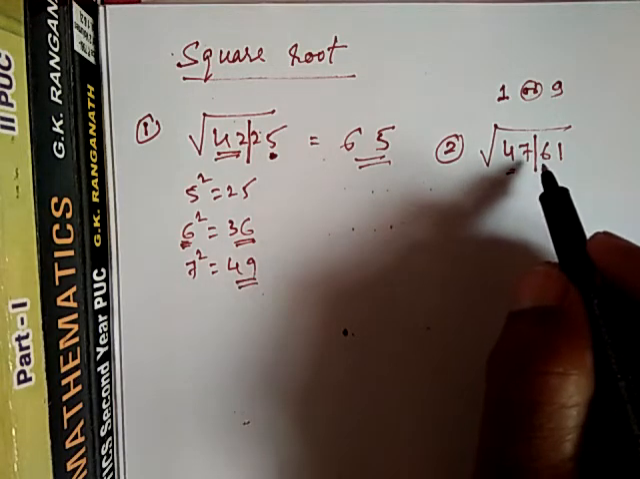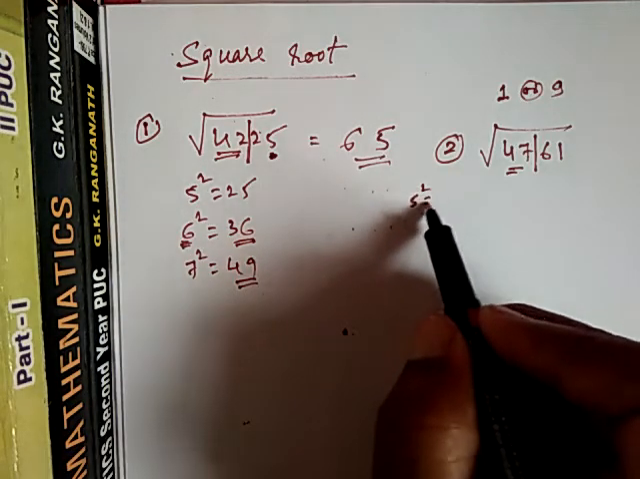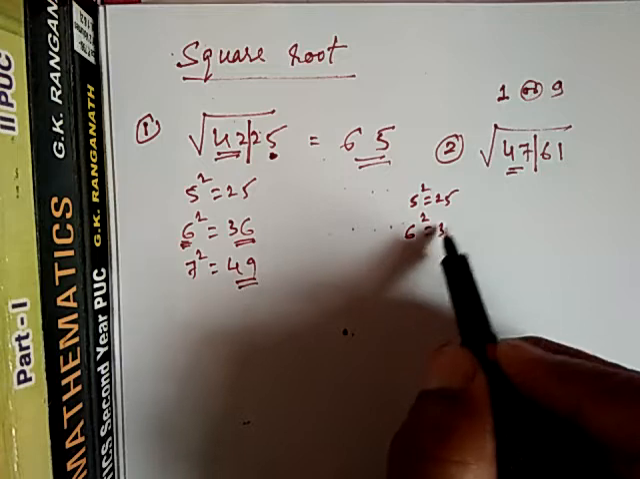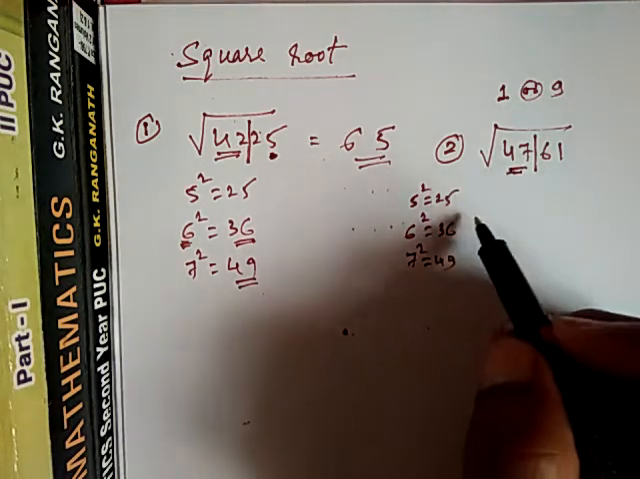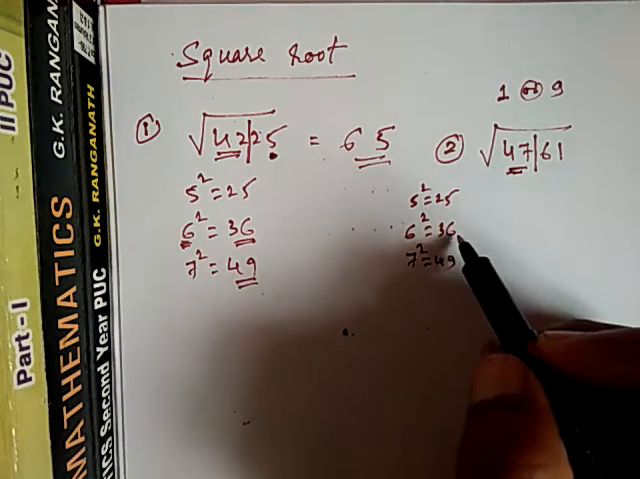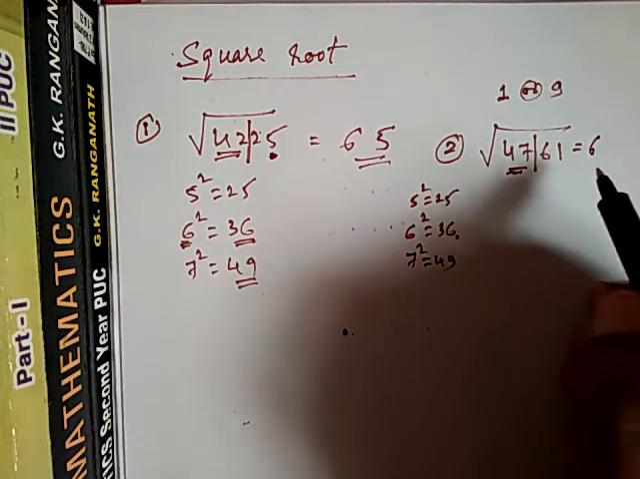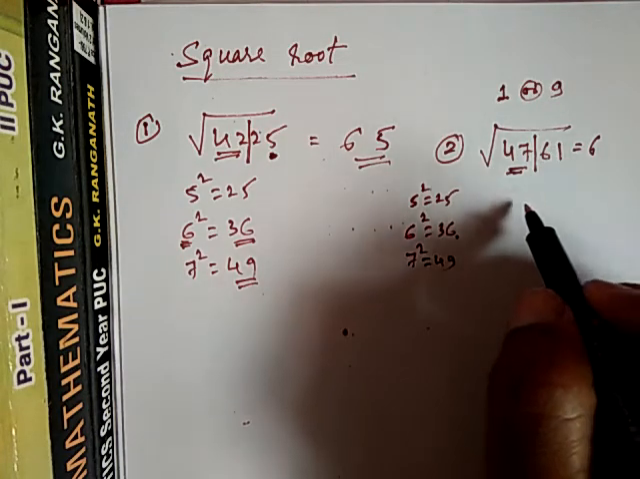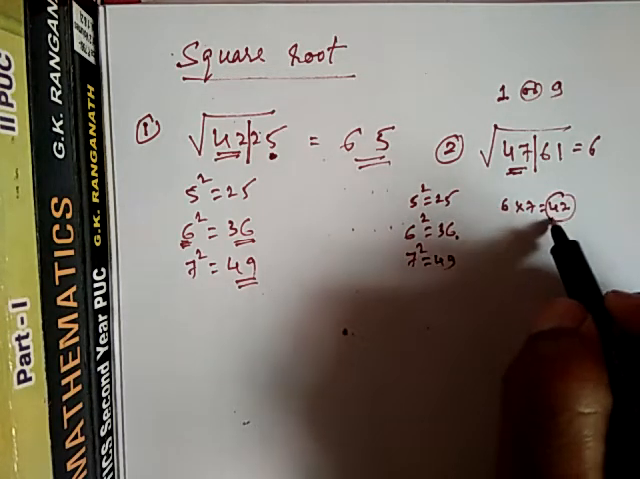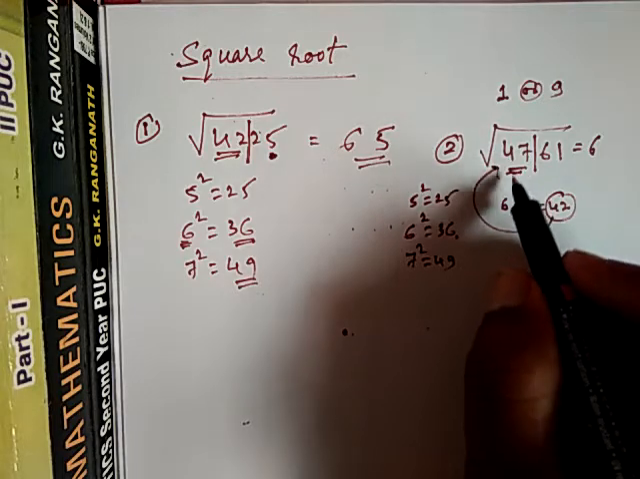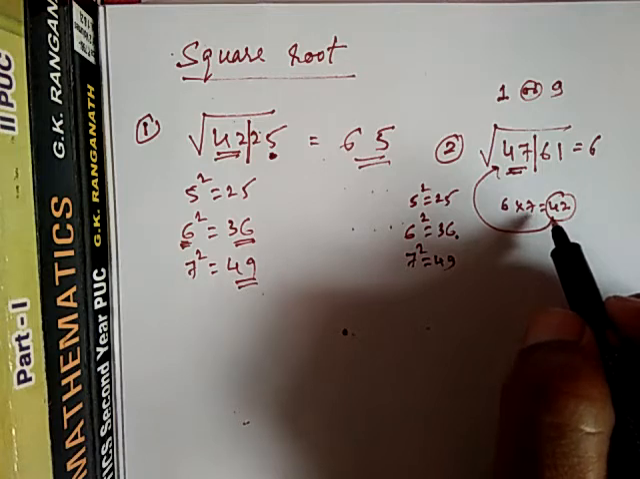Now you take 47. Here 5 square is 25, 6 square is 36, 7 square is 49. So 6 square, which is smaller here, is 36. 49 is bigger, so the smaller one you have to take. So it will be 6. The next digit of 6 is 7. So 6 into 7 is 42. So is 42 smaller or bigger than 47? It is smaller.